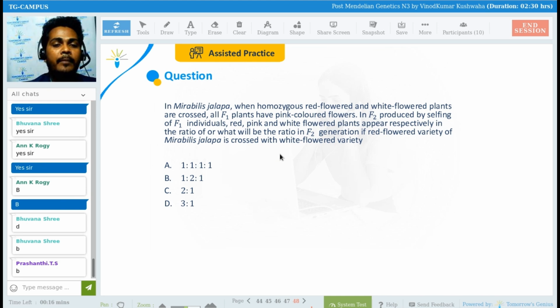Now the next question. Mirabilis jalapa is a kind of plant. When the homozygous red flower and white flower plants are crossed, all F1 plants have pink colored flowers, meaning initially it is pink in color. Now in the F2 generation produced by selfing of F1 individuals, red, pink and white flowered plants appear respectively in the ratio of what? So imagine what the ratio will be.